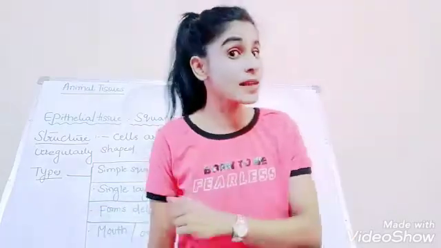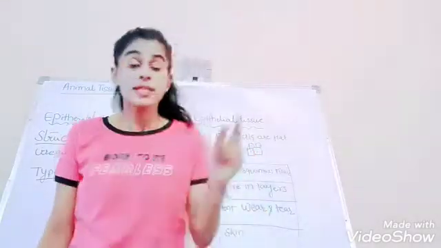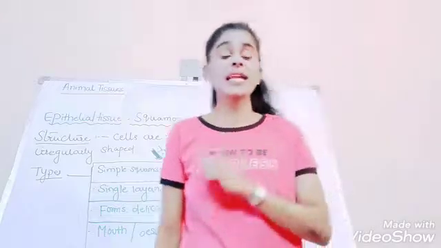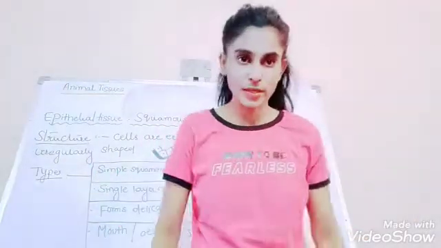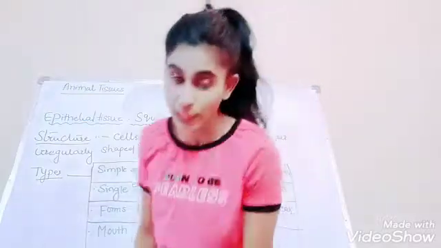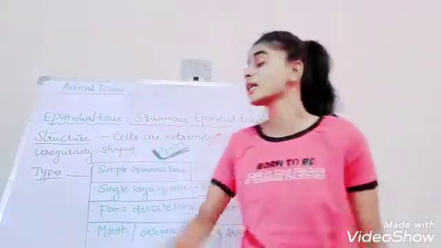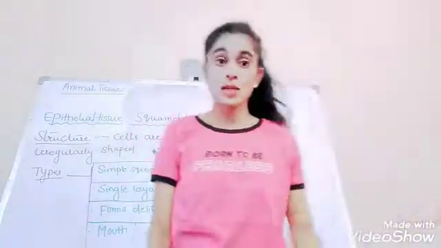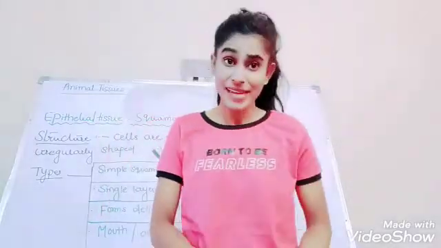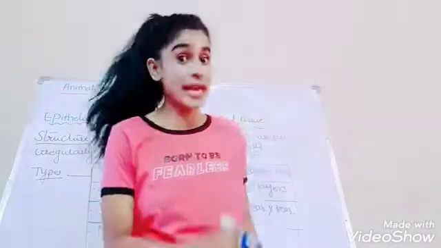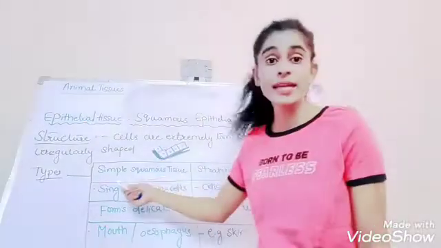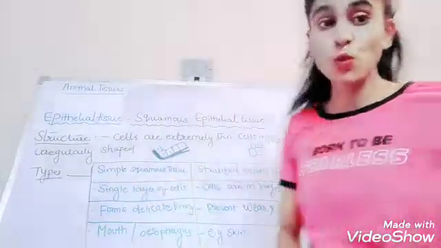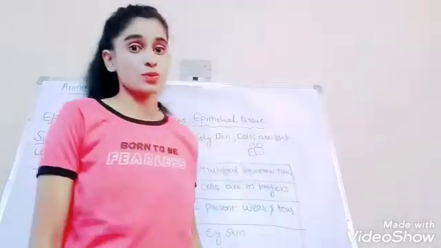How are the cells of squamous epithelial tissue? The cells of squamous epithelial tissues are thin, flat, irregular. Do remember it. Thin, flat, irregular cells are present in squamous epithelial tissues. It's again of two types, guys. This squamous epithelial tissue is again of two types. The first one is simple squamous tissue, and the second one is stratified squamous tissue.